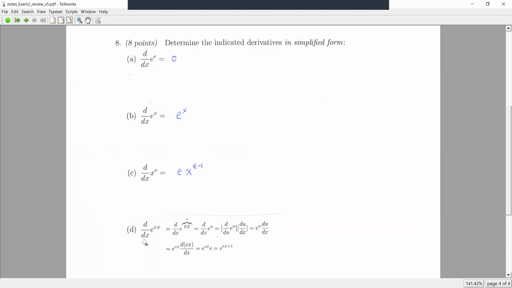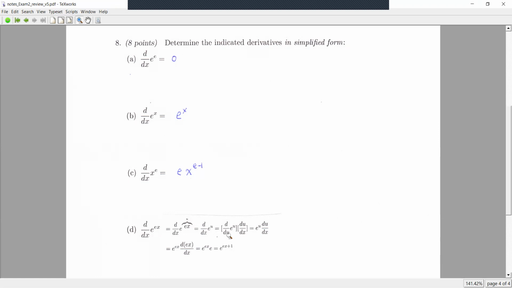Part D. Derivative of e to e times x. To compute this derivative, we need to simplify the function. I let u denote the power e times x. Then the function becomes e to u. To compute the derivative of e to u with respect to x, we need the chain rule. Write this derivative as the product of these two derivatives.